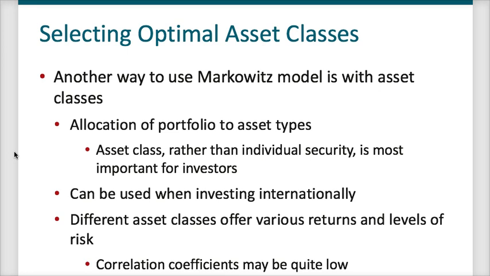So that's why we like to apply it to asset classes. Now, the best way to use the Markowitz model, because of the complexity of the model, is to apply it through asset classes and not to individual stocks. So an asset class would be like bonds, stocks, treasuries, real estate, rather than individual securities. So it can be used also when investing internationally. So you can say international stocks as an investment class. So different classes are going to offer, of course, different levels of risk, different levels of return, different covariances and different reactions to world events. So the correlation coefficients can be quite low between these different assets, which is going to help reduce risk overall.